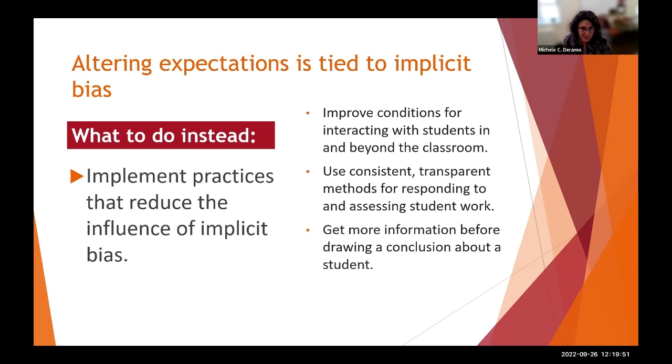Some examples might be improving conditions for interacting with students in and beyond the classroom. So one thing we know about the science behind implicit bias is that whenever we're feeling rushed or stressed or there's lots of distractions, we are more likely to default to implicit bias or those shortcut ways of thinking. And oftentimes implicit bias is based in those shortcuts. You know, we see something, we immediately fill in the blanks, we immediately come to a conclusion.